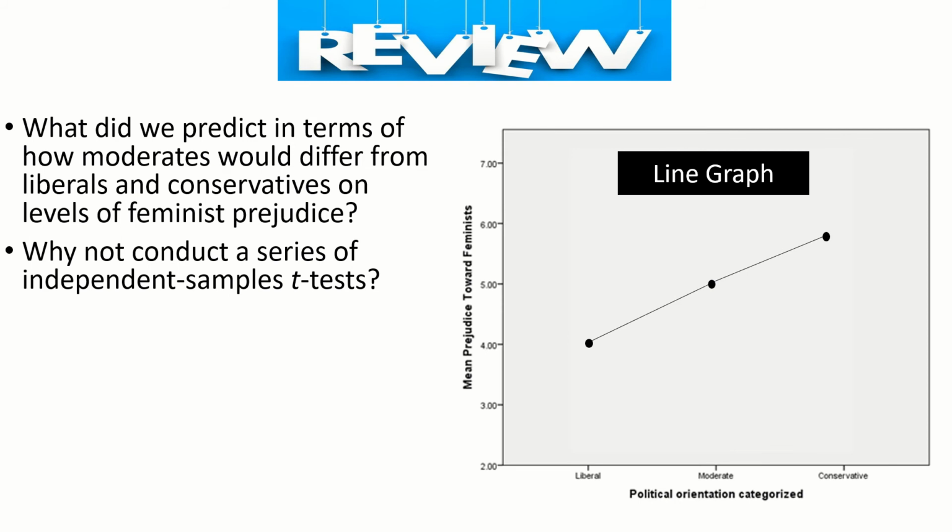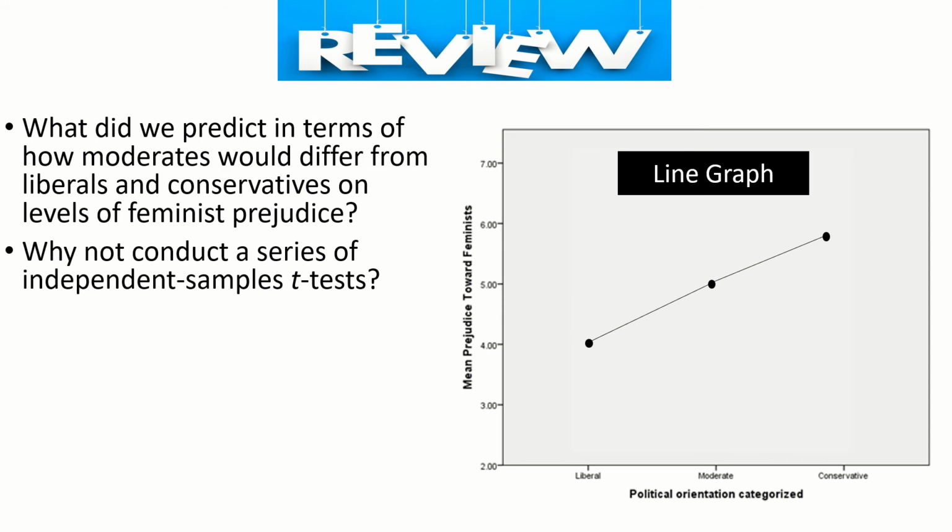Well, if you remember, it's about type 1 error. And so type 1 error is when you conclude that there is a difference when there actually is not if you got everyone in the population. And so for any given t-test, the percentage chance of making a type 1 error is 5%. That's right. But we'd actually need to conduct 3 independent samples t-tests in order to compare all 3 groups here, liberals, moderates, and conservatives, on their levels of anti-feminist prejudice.